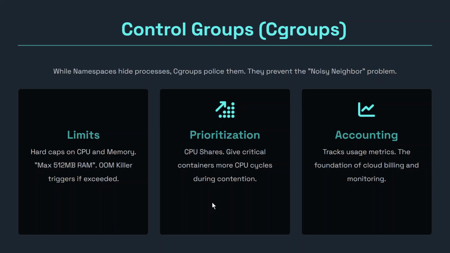Cgroups set hard caps on resources like CPU and memory. They use CPU shares to give critical containers more CPU cycles. Cgroups also track resource usage metrics for billing and monitoring.